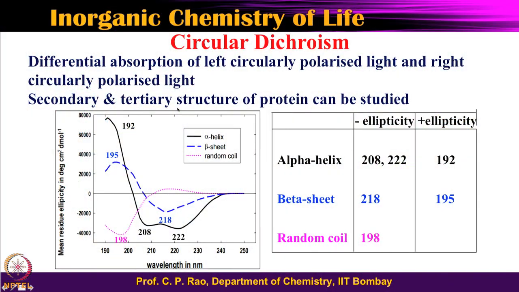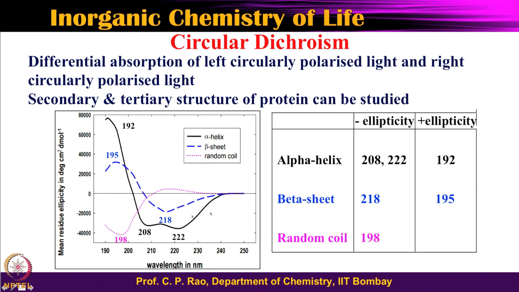Let us look at the first example, which is circular dichroism. In case of the proteins, what are we interested in? We are interested in secondary structures, tertiary structures, etc. What are the secondary and tertiary structures? We already studied in the earlier classes that there is an alpha helix, a beta sheet and random coil.